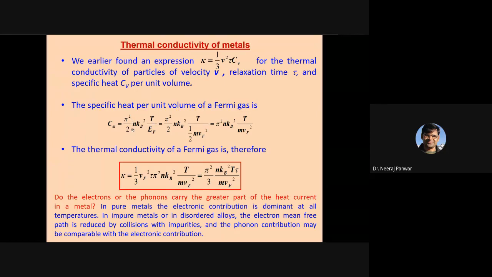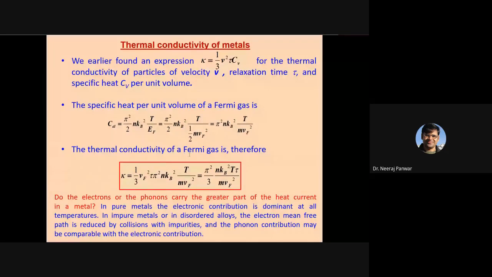π²/2 n k_B² T upon E_F, or we can write Fermi energy as 1/2 m v_F². Fermi energy is the kinetic energy of the electrons which are moving with velocity v_F. So we can write π²/2 n k_B² times T upon 1/2 m v_F², that is equal to π² n k_B² T upon m v_F². So this 2 and 2 would cancel out.